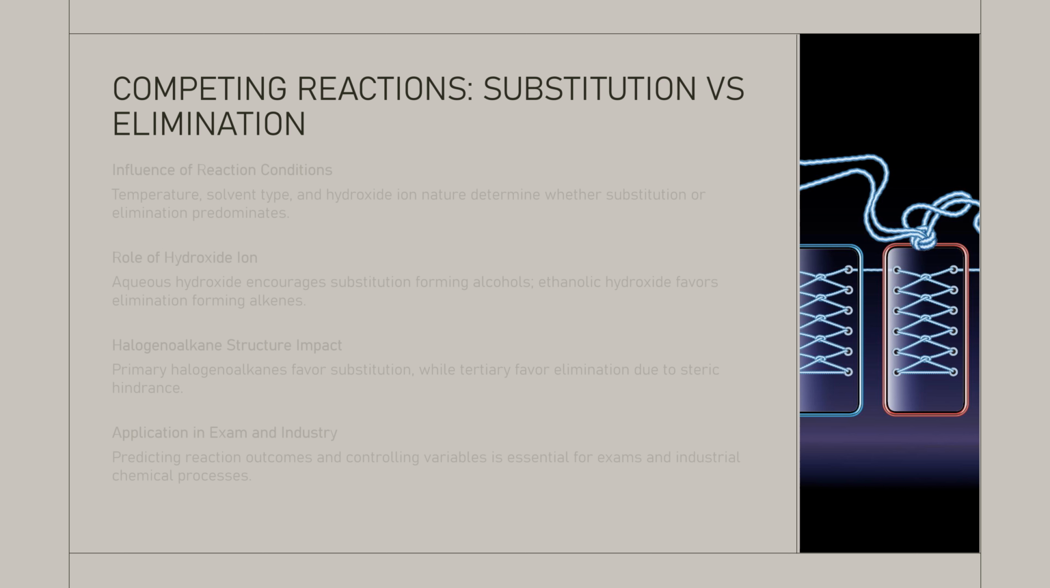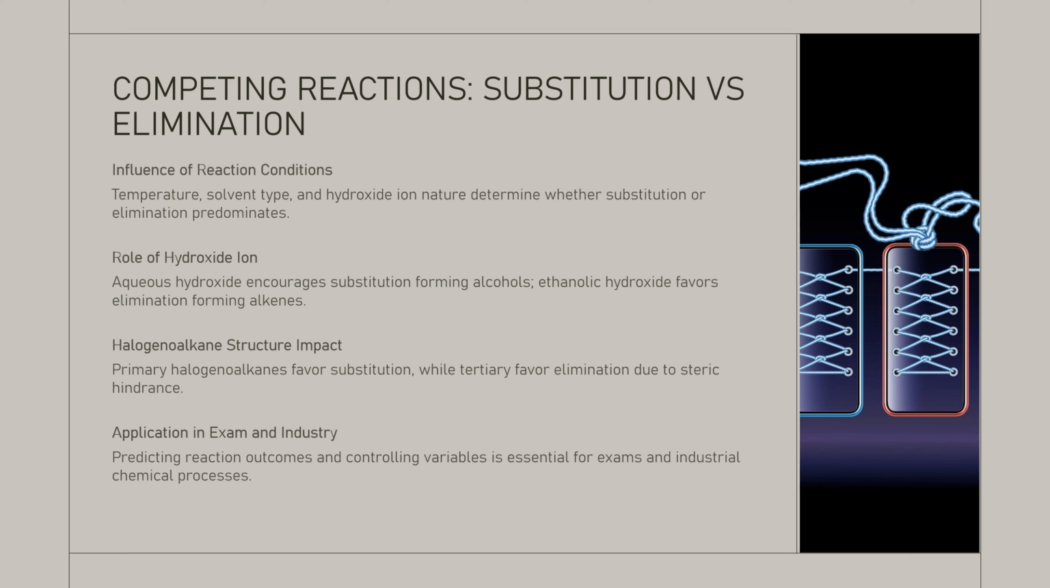Aqueous hydroxide ions favor substitution, leading to alcohol formation, while ethanolic hydroxide ions and higher temperatures favor elimination, producing alkenes. The structure of the halogenoalkane is also important. Tertiary halogenoalkanes are more likely to undergo elimination due to steric hindrance, whereas primary halogenoalkanes favor substitution.